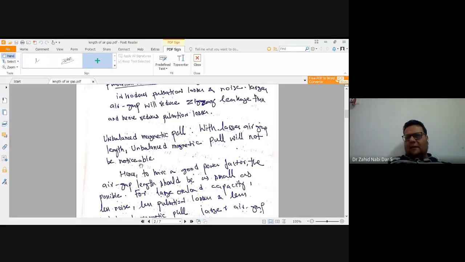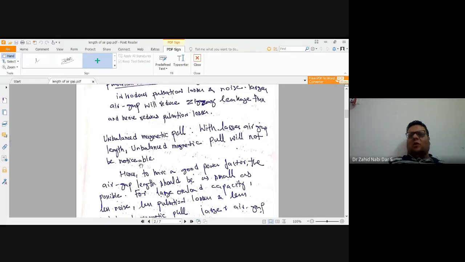Whenever you are starting an induction machine, you notice one thing: we are doing skewing or chamfering of the stator. That means the surfaces of the stator and rotor teeth are not very smooth. We are cutting them at an angle of 45 degrees. I can take you to the lab and show you that the induction machine's stator part is cut at an angle of 45 degrees, such that there is no interaction of the harmonics.